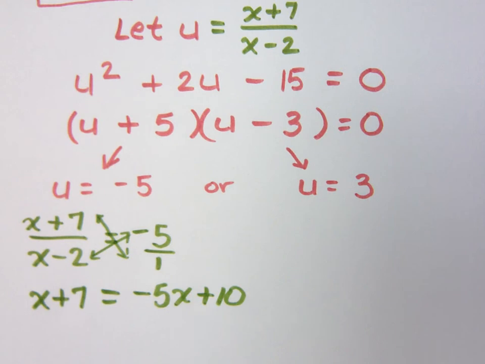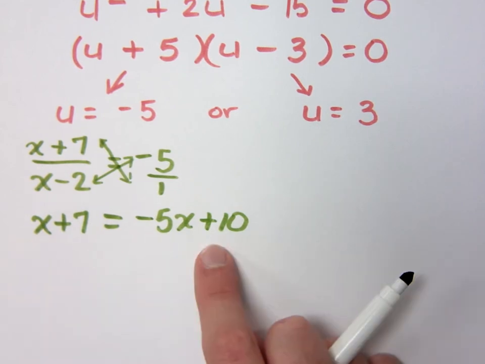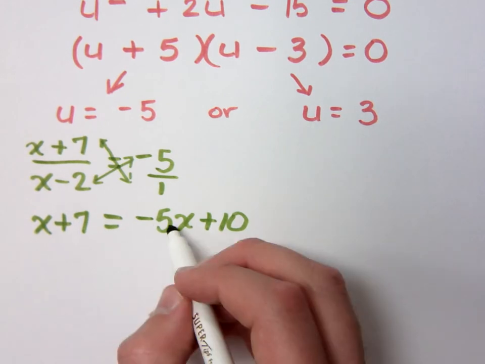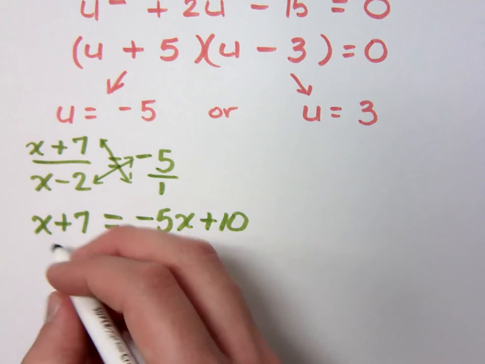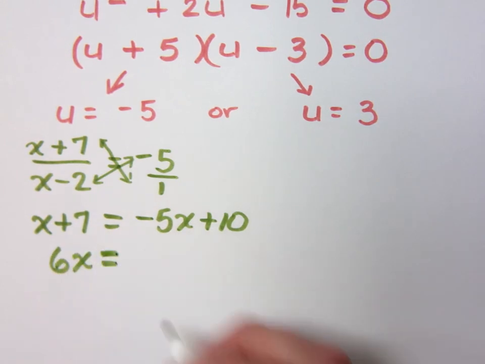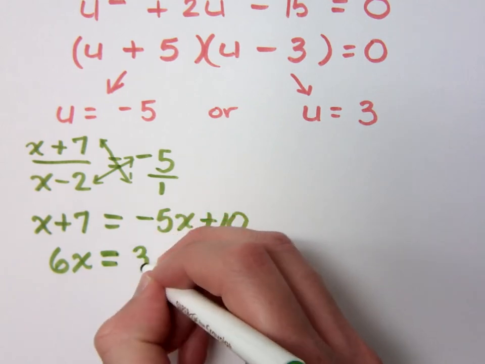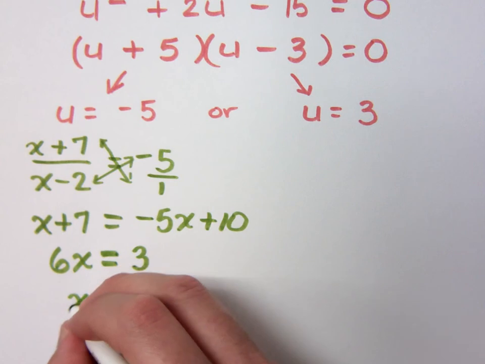So how do I solve that equation? Let me move it to the other side. What type of equation is this? Is it quadratic or linear? It's linear. That means get x's on one side, constants on the other. So I'm going to move the 5x to the other side. I get 6x. Move the 7 to the other side. What do you get? 3. Solve for x. And what does x equal?